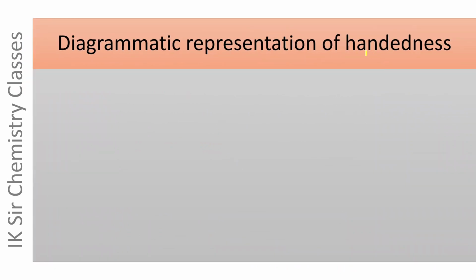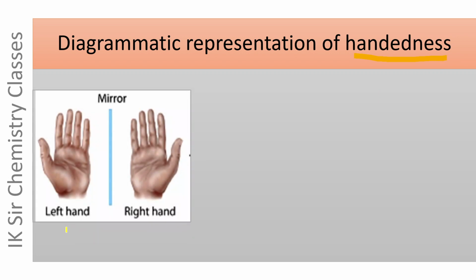Diagrammatic representation of handedness. This is the left hand of a man, and if we place a mirror here, its image will be formed here. Our two hands are mirror images of each other. Our left hand is just the mirror image of the right hand.